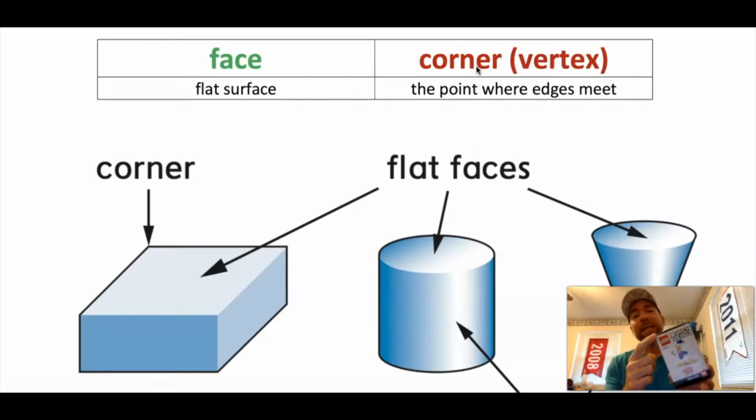It's a point where the edge meets. And my 3D shape here has lots of corners. Now, the fancy word for corner is vertex. That's a word that you'll learn in math in a couple of years. Say the word vertex. Pretty cool.